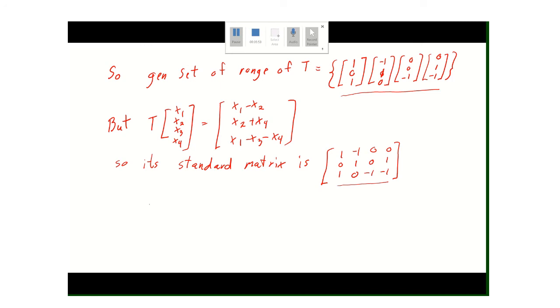So the range of T is the column space of the standard matrix for that transformation. So it's everything you can build out of the columns, and a generating set is just the columns of the matrix. So that's the connection between linear transformations and the subspace, column space of T.